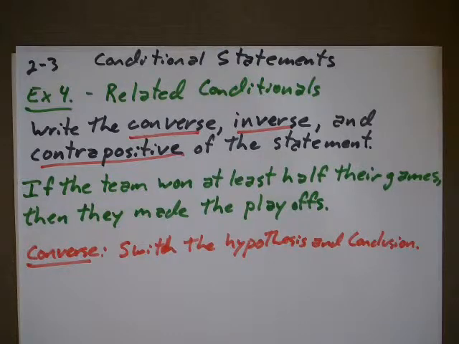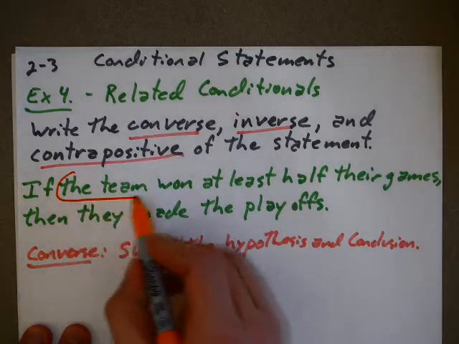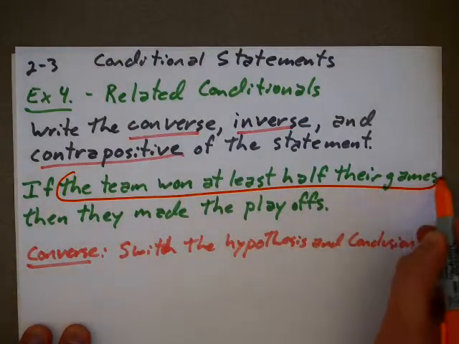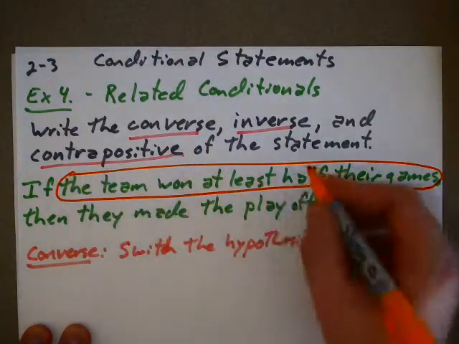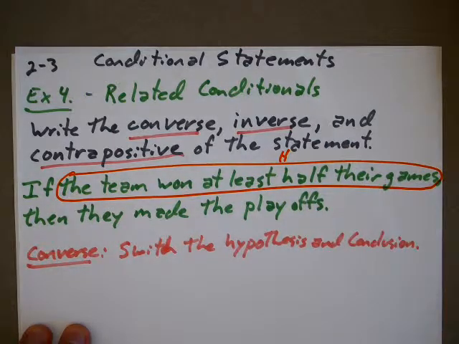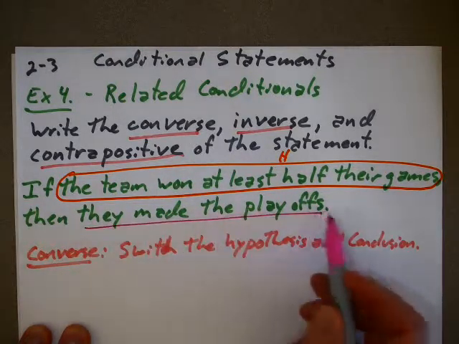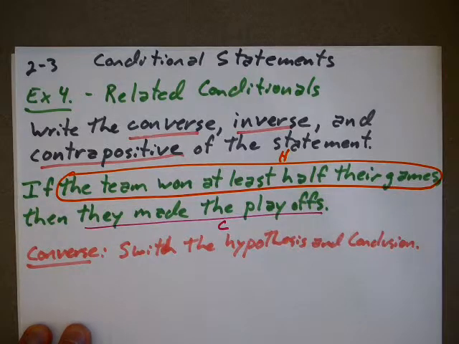So let's take a look at the statement. If the team won at least half their games, then they made the playoffs. So we first have to identify the hypothesis, which is going to be the part of the statement that starts after the if. So there we have the hypothesis. And then we need to identify the conclusion, and that starts after the then. It's they made the playoffs. That is going to be our conclusion.